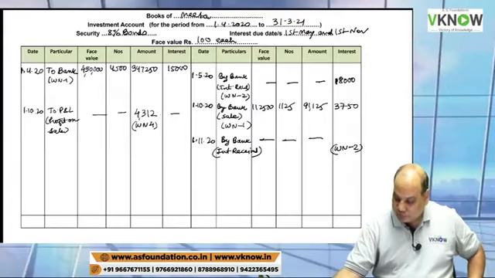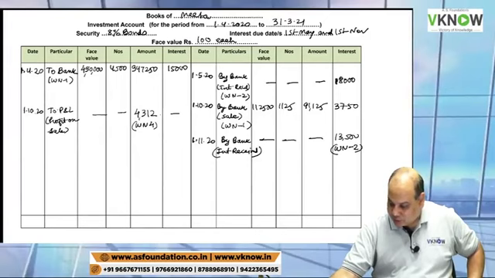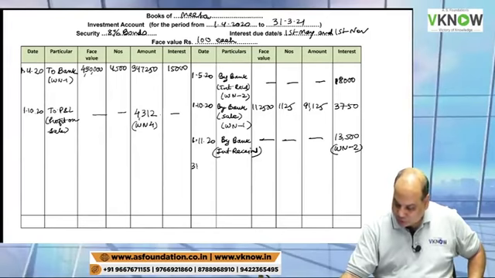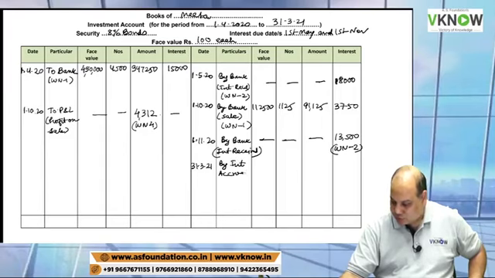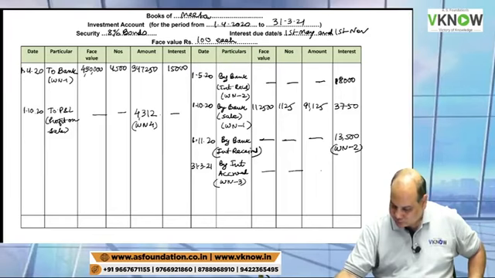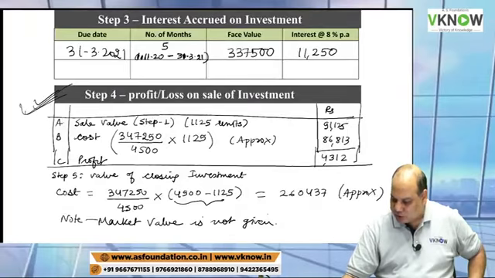13,500. Then 31st March 21, by interest accrued. Working note 3. Working note 3 on the screen at the top.